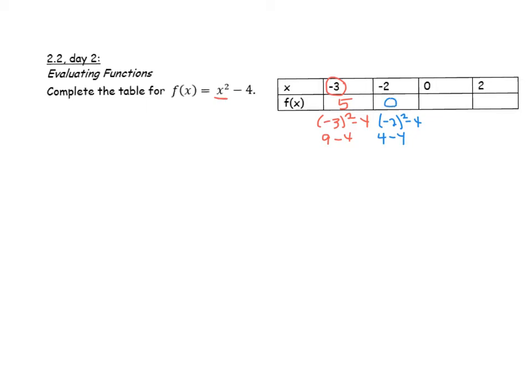-2 quantity squared is 4, and 4 minus itself is 0. Now if we plug in 0 for x squared, that would give us our y-intercept, and 0 minus 4 would be -4. And we know that quadratics are symmetrical, so now watch what happens when we plug in +2. +2 would give us 2 squared minus 4, and 4 minus 4 would go back up to 0. Just evaluating functions in table form versus what we did in day 1.